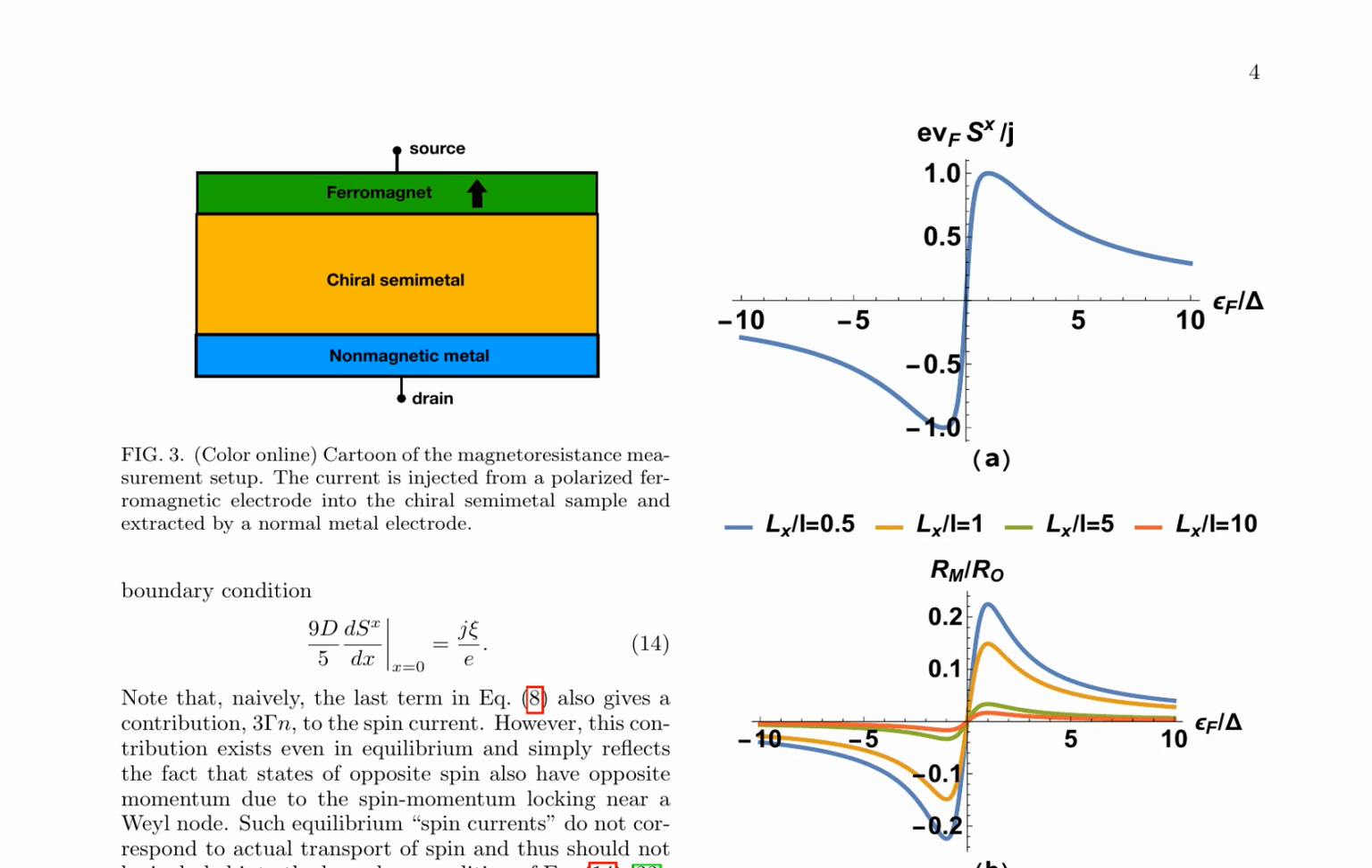The boundary condition for the spin current is given by equation 14, which includes the contribution from spin momentum locking near a Weyl node. However, this contribution does not correspond to actual transport of spin and is therefore excluded from the boundary condition. Solving equation 12 with the boundary condition 14 yields equation 15, describing the spin polarization of the charge current in the chiral semimetal.